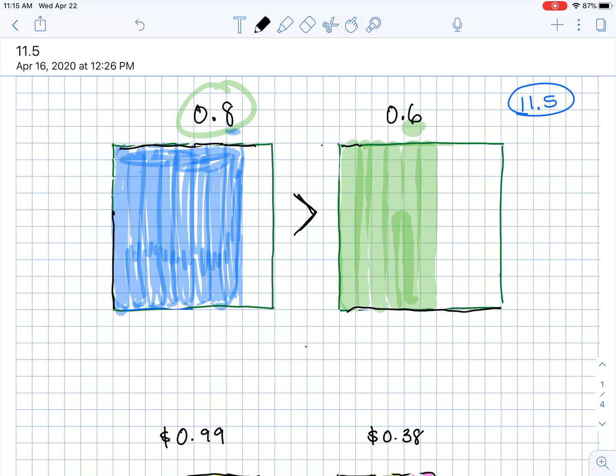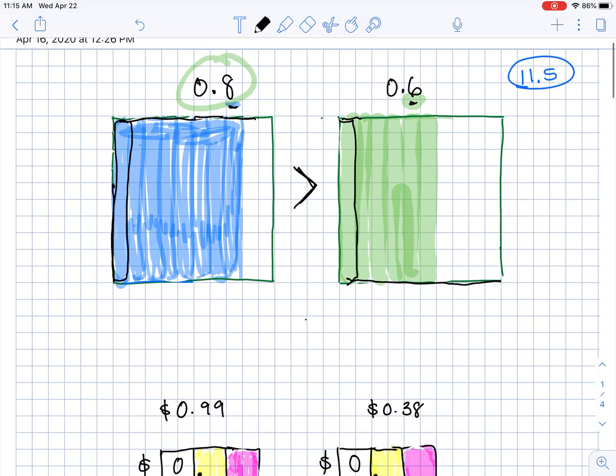Now, the reason why this works, boys and girls, think about it in dimes. If you had 8 dimes or 6 dimes, what's more? 8, right? Because they're worth the same. So this is a tenth. If I had 8 of these, it would be worth more than 6 of these, right? If I had 8 dimes, it'd be worth more than 6 dimes.